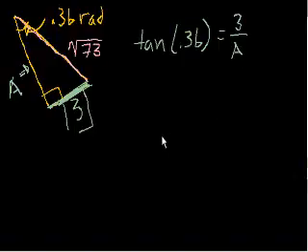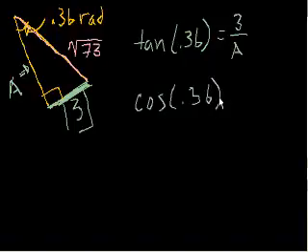Is there another trigonometry way we could think about this? Well, we also know the hypotenuse. What trig function uses the hypotenuse and the adjacent? Well, if you remember, SOHCAHTOA, cosine is adjacent over hypotenuse. So we could say cosine of 0.36 is equal to adjacent over square root of 73.